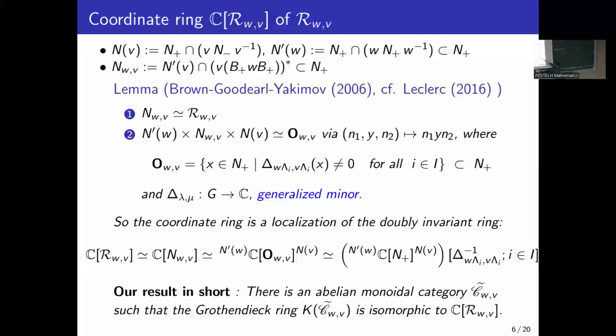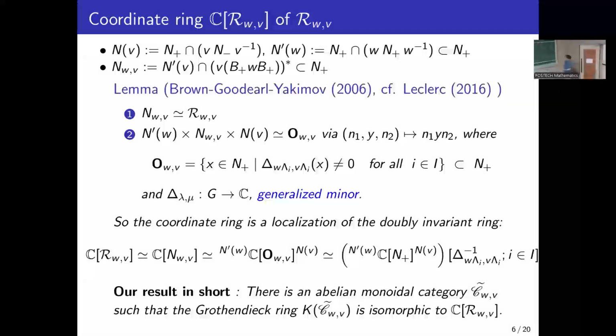I didn't give you the definition of generalized minor here. If lambda and mu are integral weights, then there is a so-called function on the group G, which is the generalized minor. Especially we take these two weights, W times the fundamental weight lambda I, and V times lambda I. I do not explain the definition of generalized minor because it's complicated. You just imagine that this is a generalized minor. It is a minor in type A cases, that we showed before, right? Yeah, in type A cases, they are indeed minors.